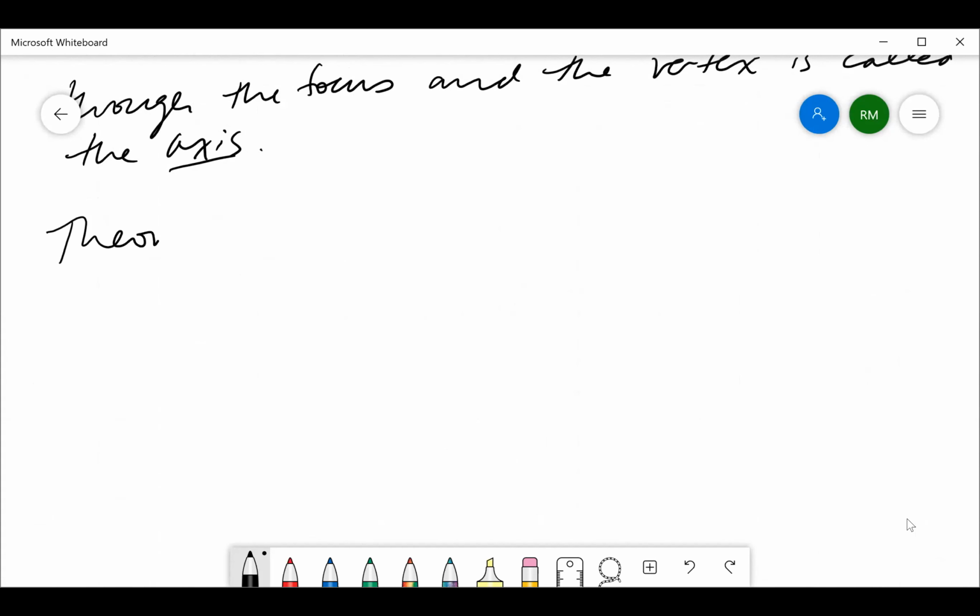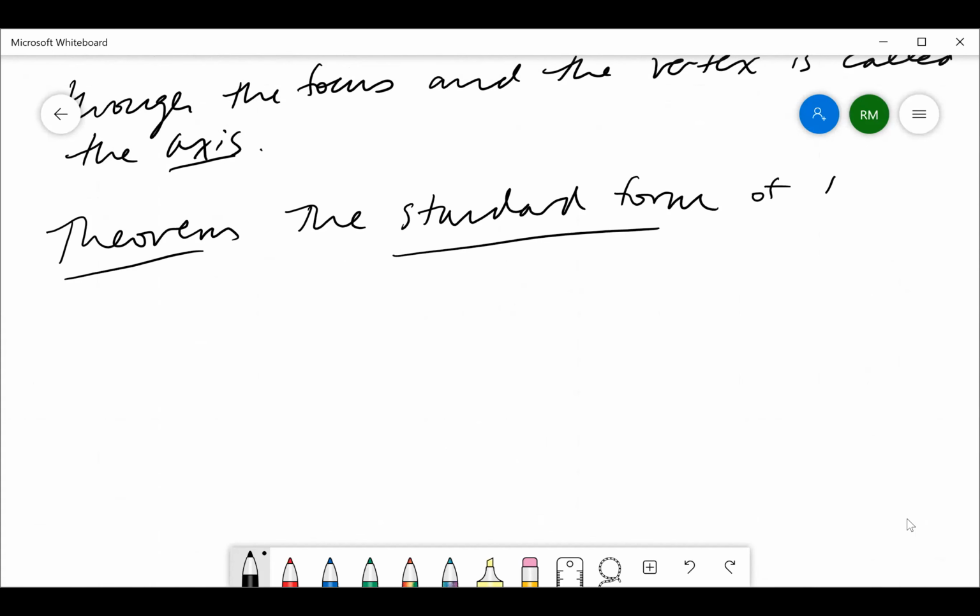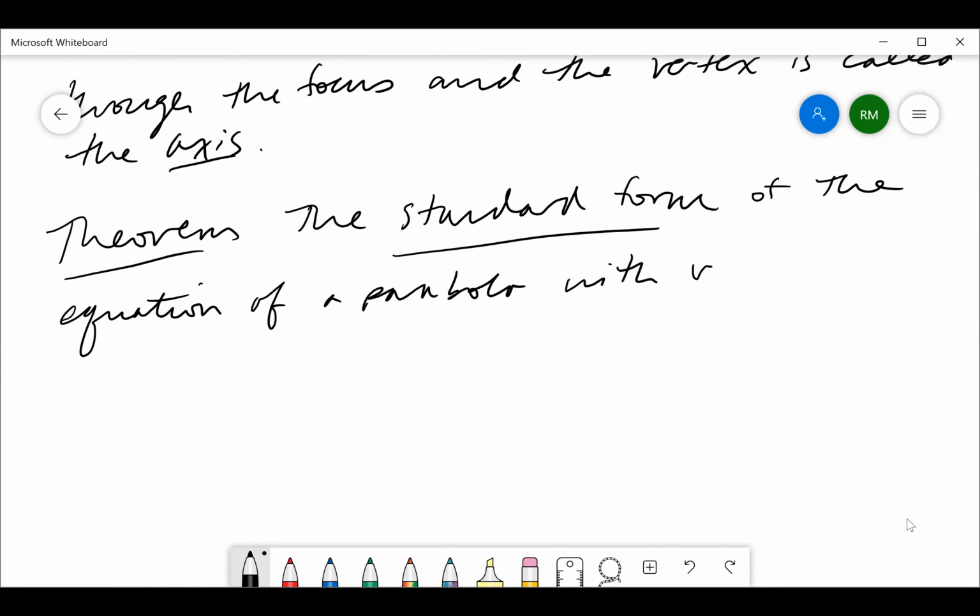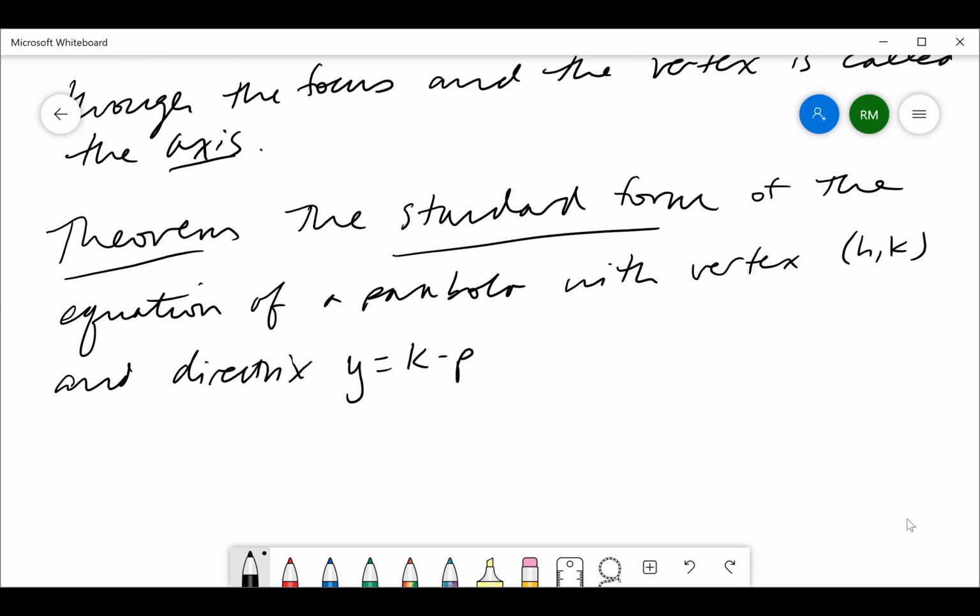So the standard form of the equation of a parabola with vertex h, k and directrix y equals k minus p is x minus h squared equals 4p times y minus k.